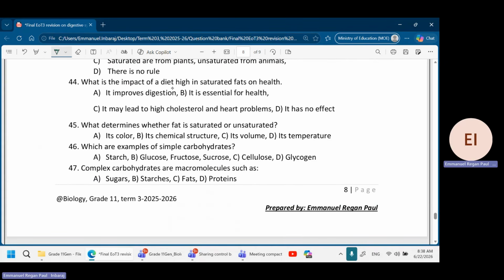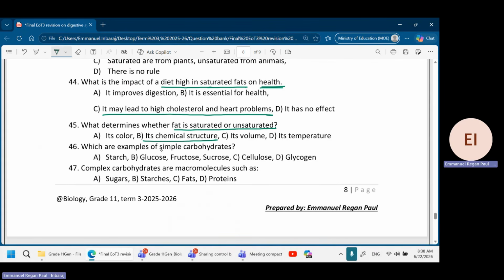What is the impact of a diet which is high in saturated fat on health? If you take too much of animal fats, which is saturated fat, it may lead to high cholesterol and heart problems. What determines whether fat is saturated or unsaturated? It is its chemical structure.